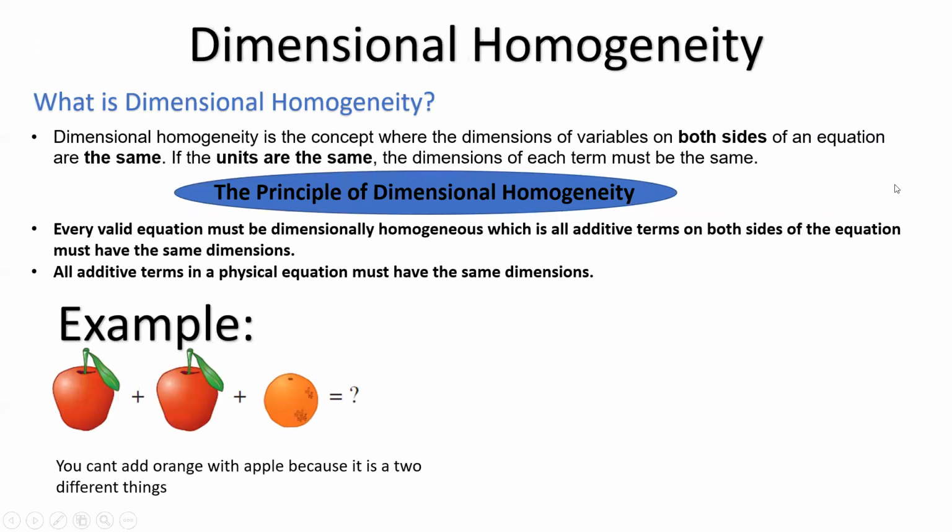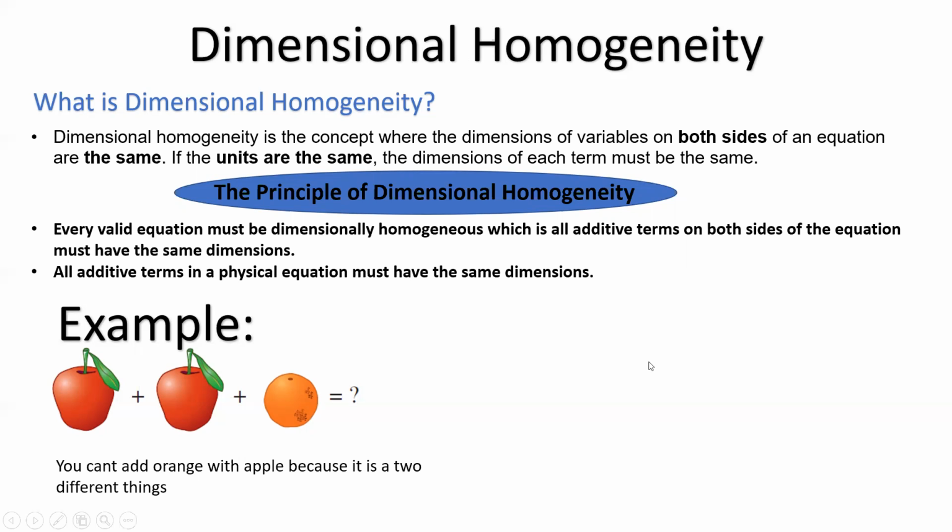Next, we are going to move to dimensional homogeneity. What is dimensional homogeneity? Dimensional homogeneity is the concept where the dimensions of the variables on both sides of the equation are the same. If the units are the same, the dimension of each term must be the same. The principle of dimensional homogeneity states that every valid equation must be dimensionally homogeneous, which means all additive terms on both sides of the equation must have the same dimension. It also states that all additive terms in a physical equation must have the same dimension.